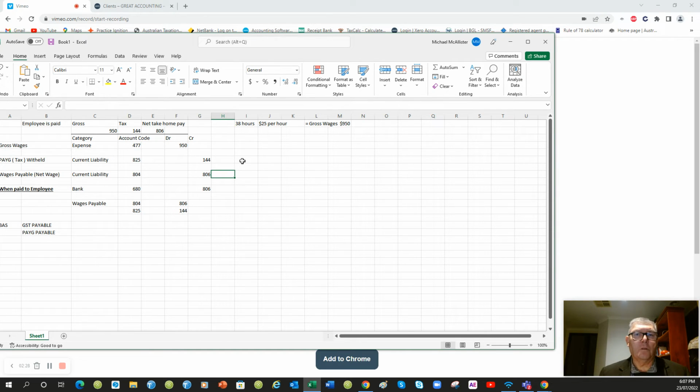So then with the tax owing, that's to be paid to the taxation department. That is generally through a business activity statement. So what happens there, once the BAS has been paid, then the journal entries for that will be to debit your current liability of PAYG tax withheld, which offsets that credit sitting there, and then the account's cleared. So you've got your expense account, your liabilities accounts are all cleared.